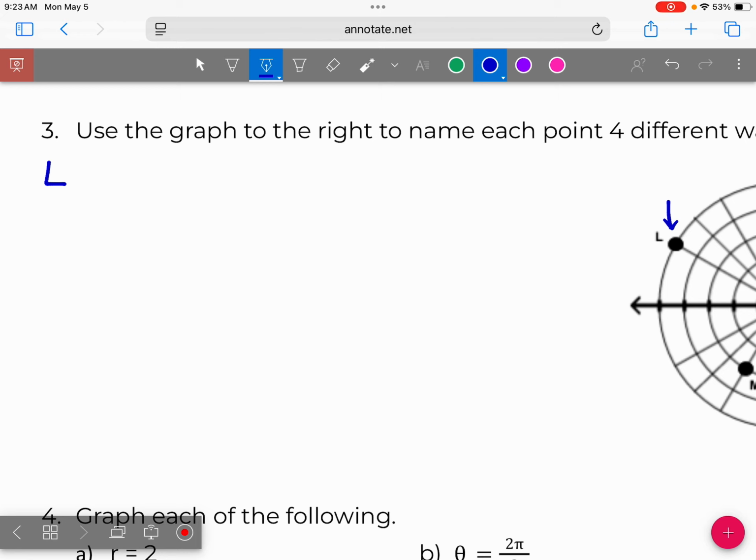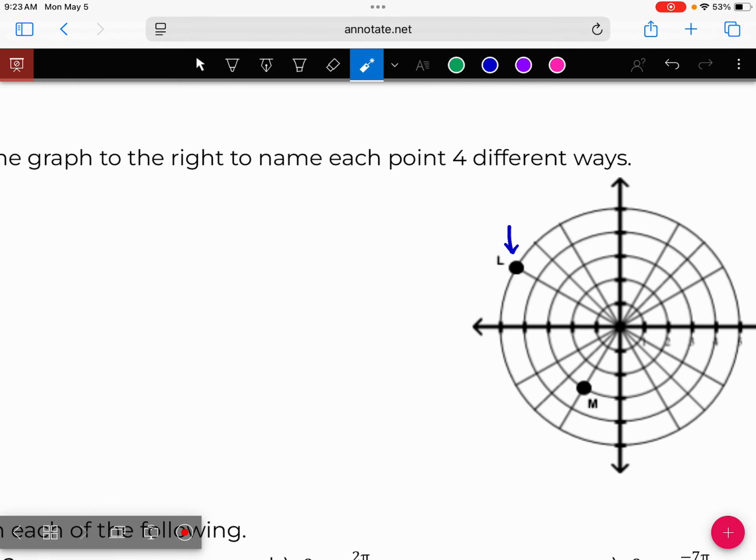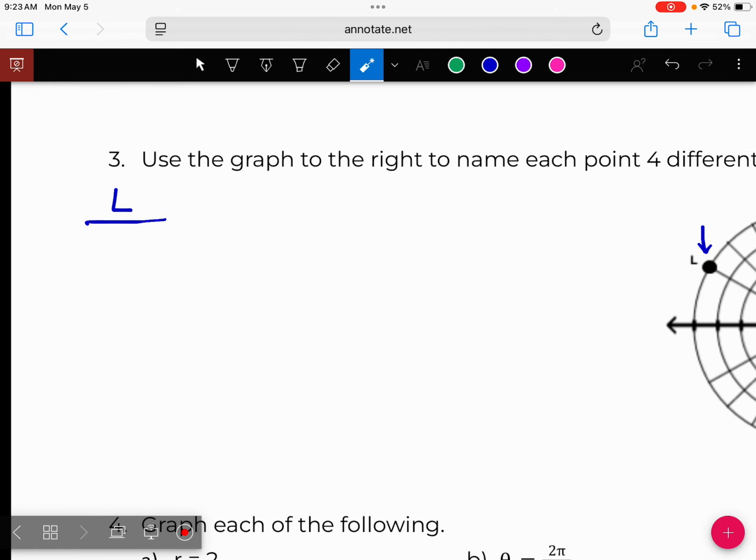Look at point L. Let's see if we can find a couple of different ways we can write that point. First things first, if we want to go straight for it, what angle is this on? It doesn't matter to me if you're in degrees or radians. 5 pi over 6. Yeah, so this is our 5 pi over 6. So I could write that point with our radius of 5 and 5 pi over 6. Totally valid. That is one way of writing it.